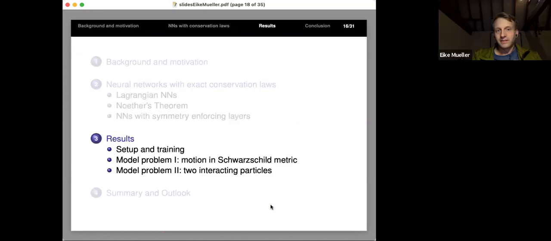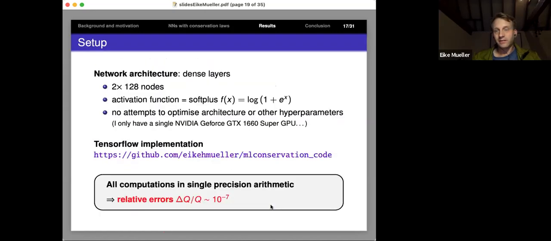Okay, so let's have a look at some results. One key question for me was actually, does it preserve these quantities? I'll come to that. First, a few words about the network architecture. For the dense layers, I just used 2 layers with 128 nodes each. For the activation function, I used softplus. I didn't do anything fancy like batch normalization, and I didn't try to optimize the architecture or tune hyperparameters.